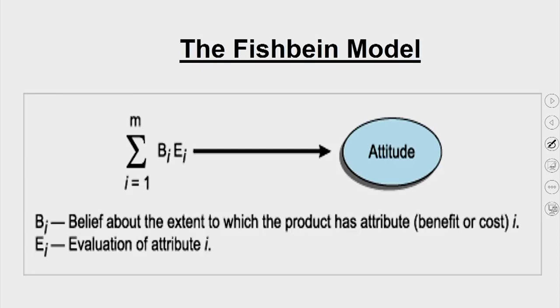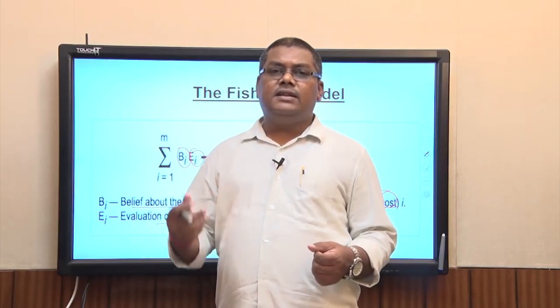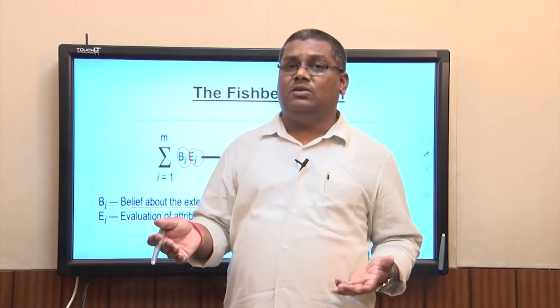So the Fishbein model is explained in this way, where BI is the belief about the extent to which the product has a certain attribute which is a benefit or a cost. So the belief strength is the knowledge about a particular product, how strongly you believe that it has certain features that you want. And EI is the evaluation weight, which is the evaluation of the attribute, the desirability of the attribute. Suppose you are going to buy a camera: BI is how strongly you believe that it has a good lens system, and EI is the evaluation weight, which is how strongly you want a good lens system in a camera, right?